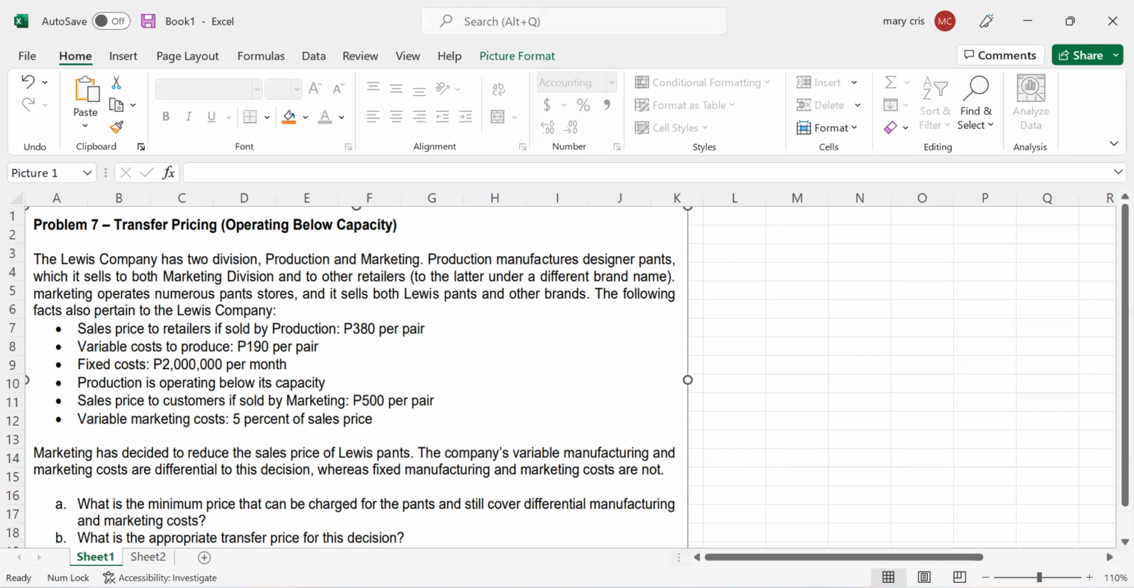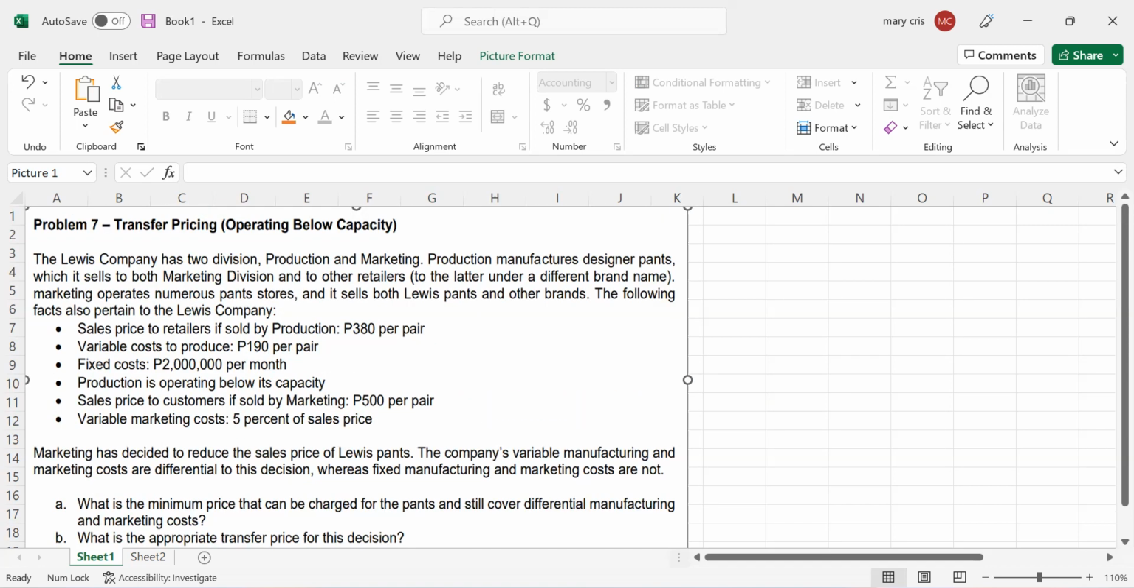So meaning they can still accommodate the orders, no, or the demands of the marketing if marketing would ask them to, because they're still operating within or below its full capacity. Sales price to customers if sold by marketing. So mas mahal, no, yung selling price ni marketing 500 per pair as compared to the production na 380 lang. So the variable marketing cost is 5% based on the selling price, no. So depende na lang kung sino yung magbebenta, si marketing ba or si production ba.